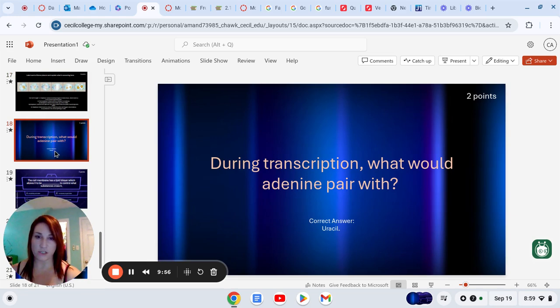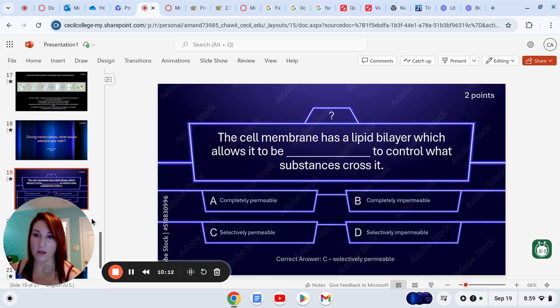The next question is, during transcription, what would adenine pair with? So that's kind of like a trick question, because in transcription, it pairs with uracil, and when it's not in that process, then it pairs with thymine. So that is kind of a trick question for students.